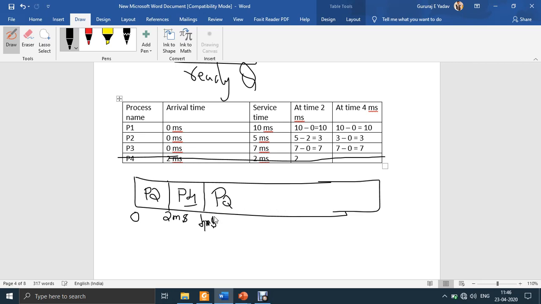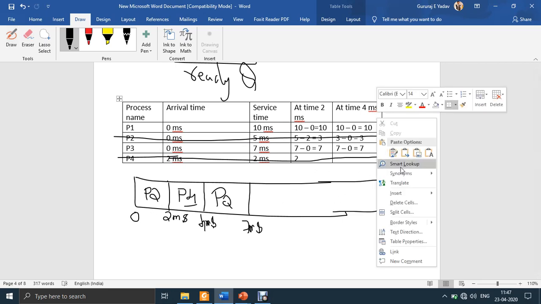Right? So from 4, how long will it execute? How much time will it require? 3 milliseconds. So another 3 milliseconds, that is at 7 milliseconds. At 7 milliseconds, P2 will complete its execution because it has got a total of 5 milliseconds. So 2 here and 3 here, 5. Okay. So now we have to add one more column here to insert a new column.